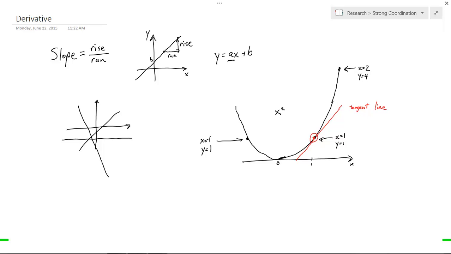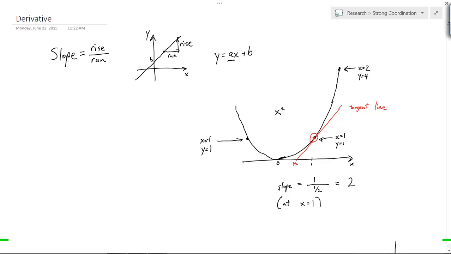All right, now this tangent line has a slope. And I've actually been careful of how I drew this because I know that the tangent line is actually going to cross x equals a half. So let's calculate the slope for the tangent line that touches x squared at x equals 1. So the slope equals the rise over the run. What's the rise? Well, it goes from 0 to 1, so 1 over, and the run goes from half to 1, so that's a half, equals 2. So the slope equals 2.